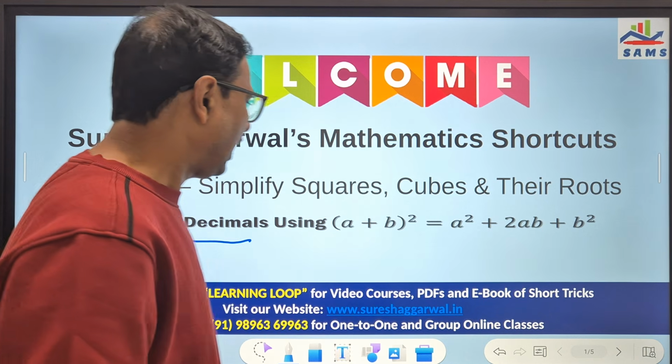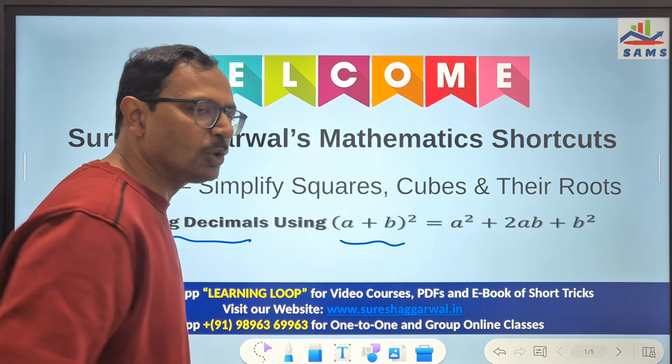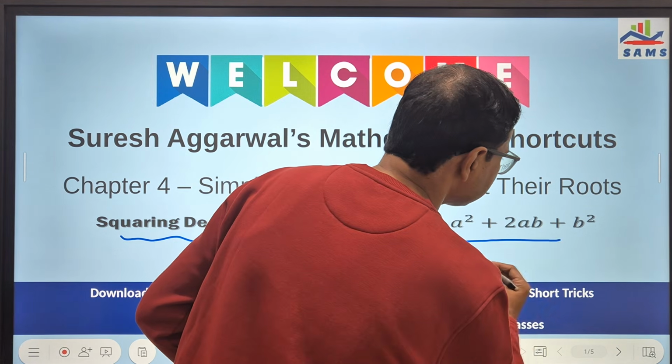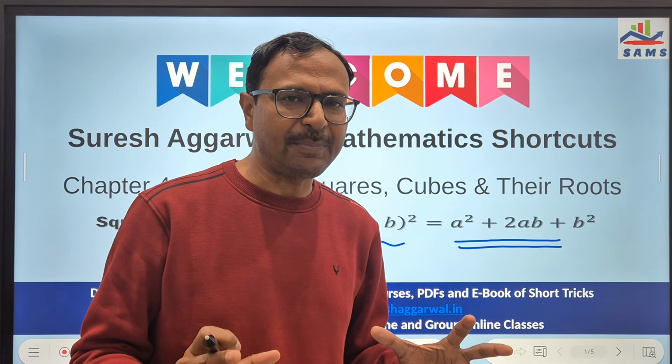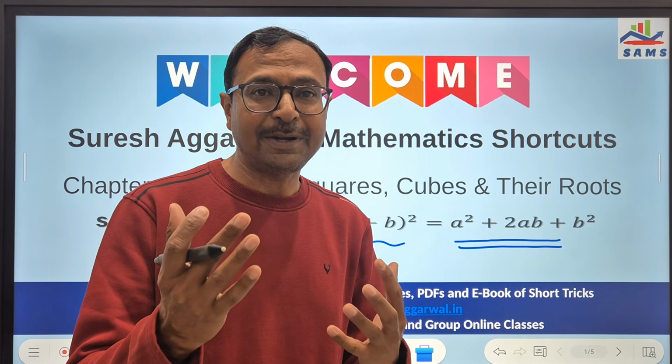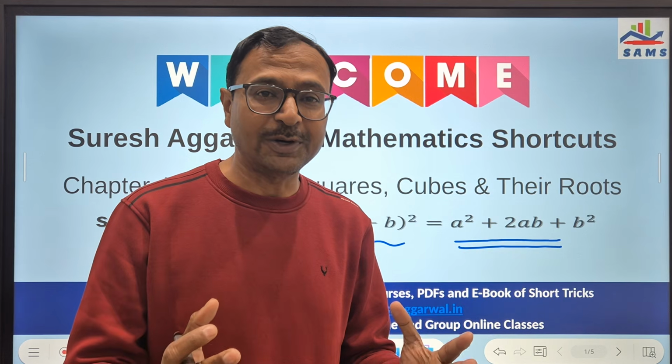So friends, how about using the identity (a plus b) whole square, a square plus 2ab plus b square, and you can actually square the decimals. I'll tell you the concept of the trick by taking a very simple example, and then I'll complicate the example and tell you how effectively it works.